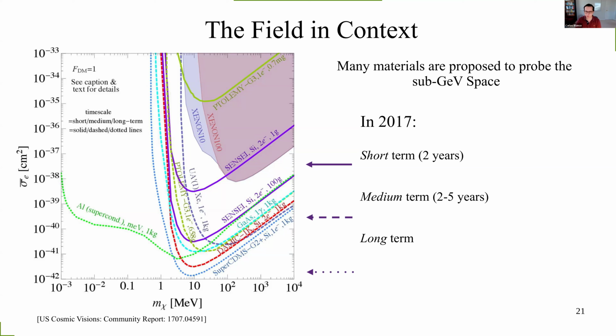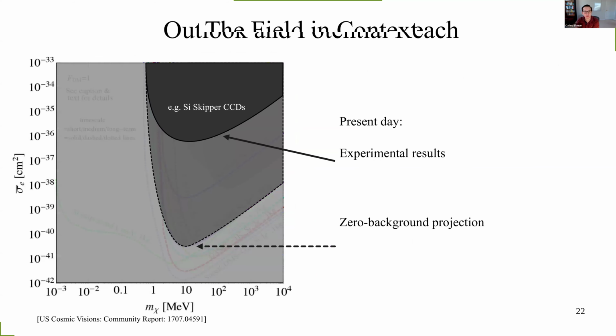But importantly, we said, well, in 2 to 5 years, we'll be in the medium-term regime. We're going to be down at 10 to the minus 40 square centimeters, and it's going to be incredibly successful. Well, it's been more than that now, and we're still up here at 10 to the minus 36.